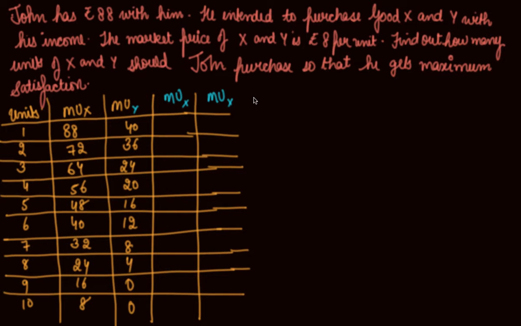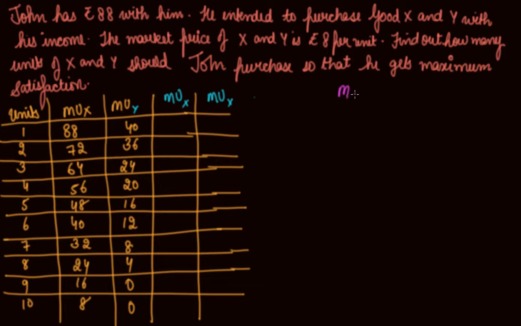So this is the second question. John has rupees 88 with him. He intended to purchase good X and good Y with his income. The market price of good X and good Y is rupees 8 per unit. Find out how many units of good X and good Y John should purchase so that he gets maximum satisfaction. The question is asking us to calculate the consumer equilibrium in a two goods economy.